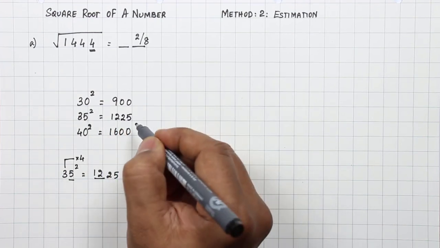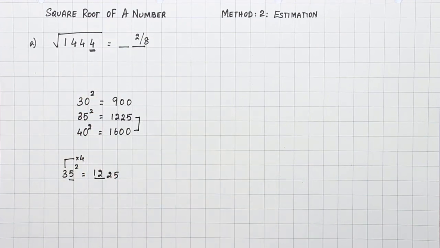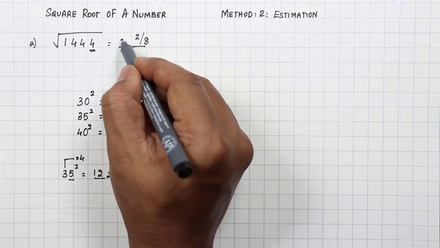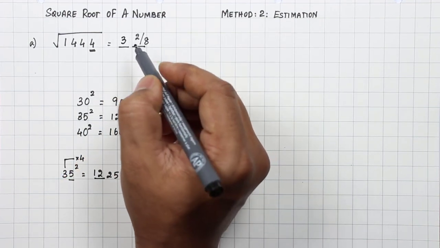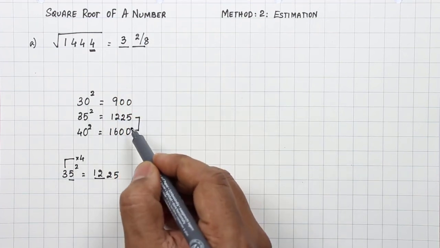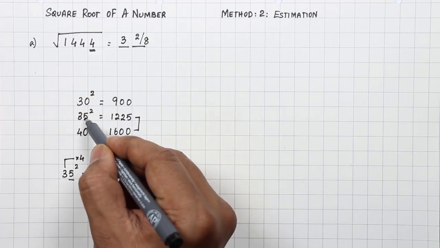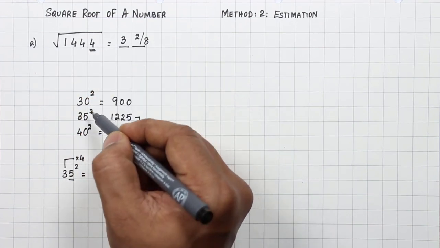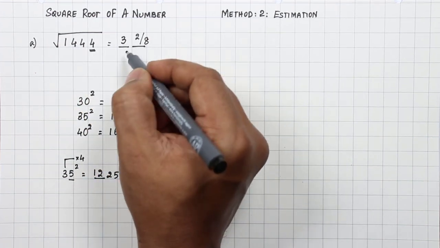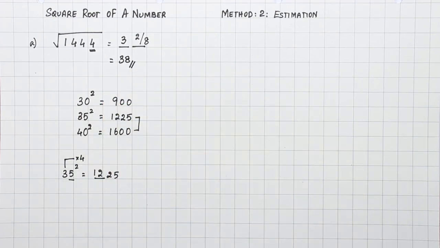Now you can see that this number 1444 is in between these two values. Which means the tens place of the number you are looking for is 30s, and you need to decide whether it is 32 or 38. Now it is easy for me to find out that this number 1444 lies between 35 squared and 40 squared. So the square root of this is going to be between 35 and 40, which is nothing but 38. So this is how I conclude the square root of this particular number.